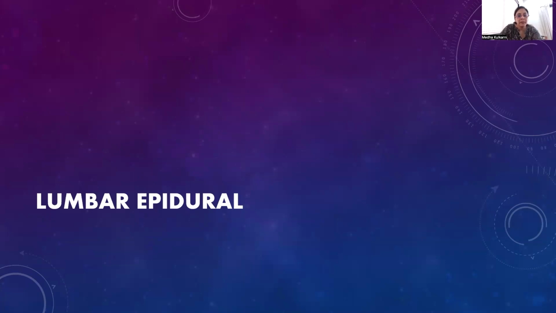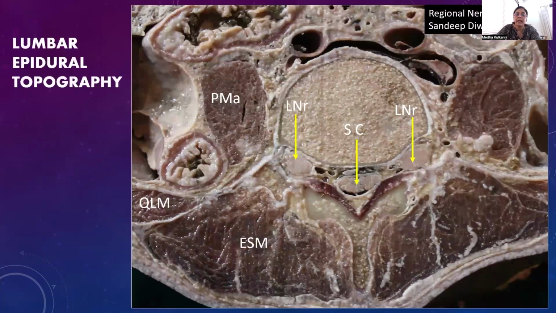So to begin with lumbar epidural, coming to the anatomy, the topography of the epidural space. In this cadaveric cross section through a lumbar vertebra, you can see the lumbar vertebral body with the spinal cord in the center. Now, in this lumbar region, this is not actually the spinal cord, but it is the cauda equina. So you can see very small nerve roots over here, a lumbar nerve root, which has come out through the intervertebral foramen.